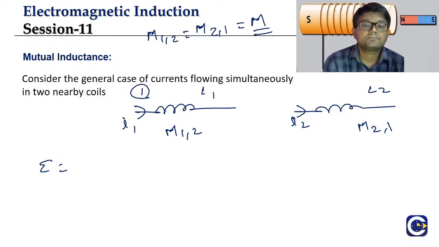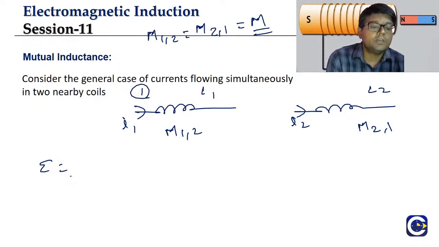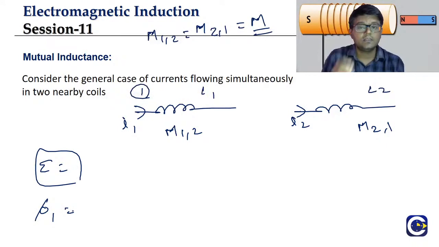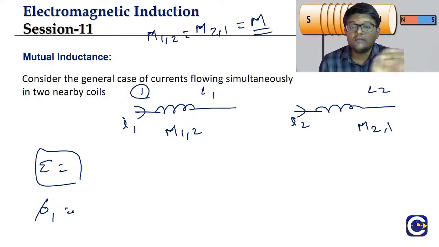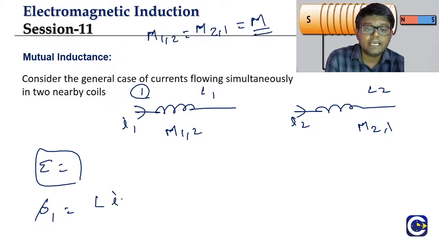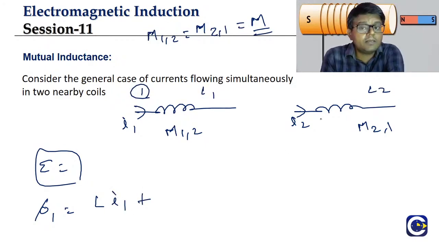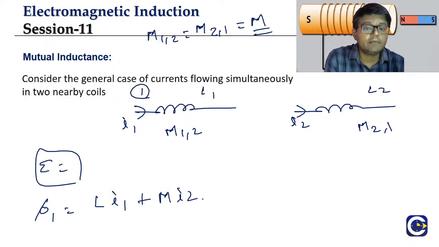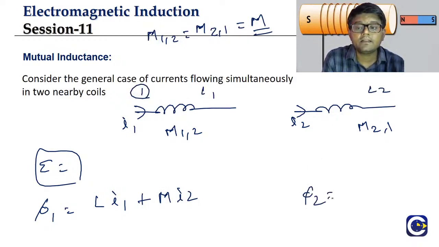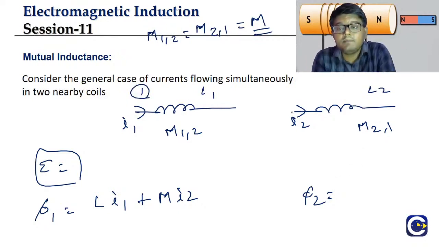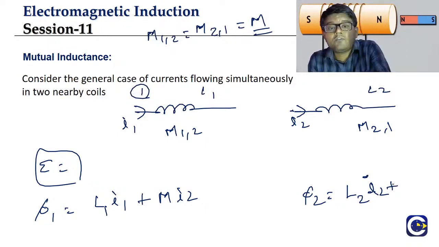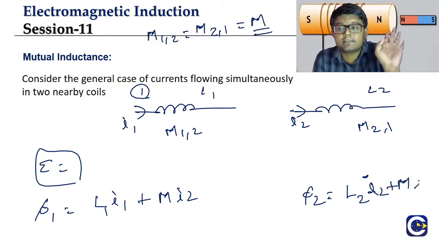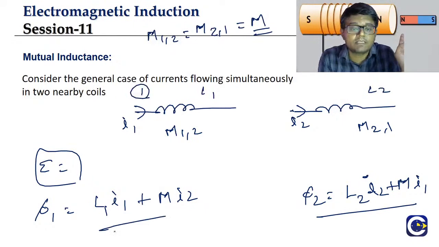in coil 1 will be, but before we come to the induced EMF, let me just look at the flux. Total flux in coil 1 will be because of current I1, which is L1 into I1, plus it will also come because of the mutual inductance, M into I2. Similarly, flux through coil 2 will be because of its own current, L2 into I2, plus the current of coil 1, which comes from the mutual inductance, M into I1.